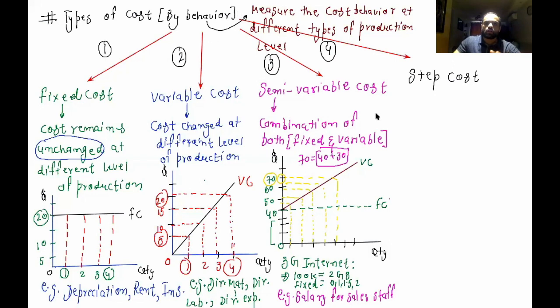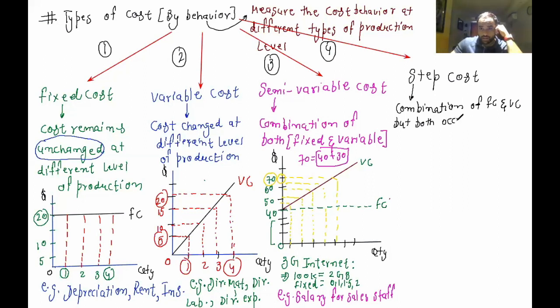Step cost is also a combination of fixed and variable cost, but both costs, fixed and variable, occur simultaneously. Simultaneously means parallel, right?